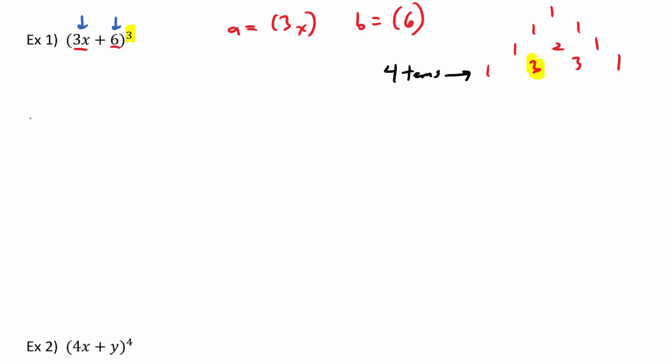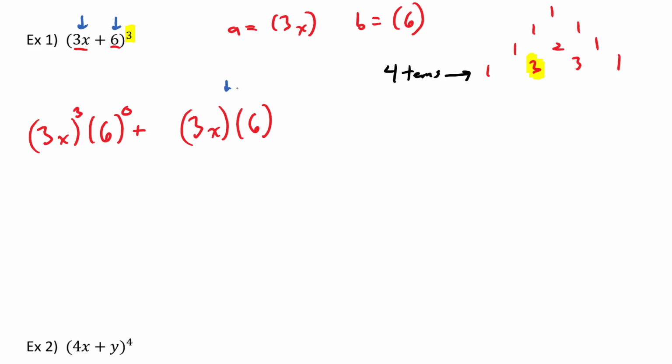What I'm going to do first, I'm going to write my 3x, and I'm going to write my 6. How I start this, I put the 3, my largest exponent, on the first value, and I put a 0 as the second exponent on the other value. I'm then going to add to it and do the same thing, 3x and 6. I'm going to decrease this exponent by 1. I'm going to increase this exponent by 1. It's 2 and 1.